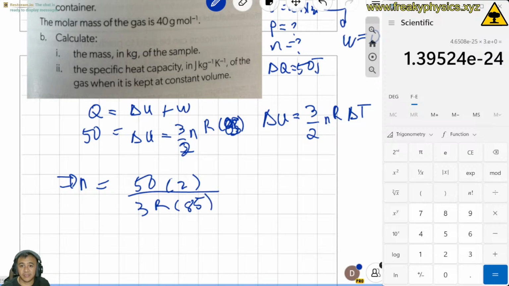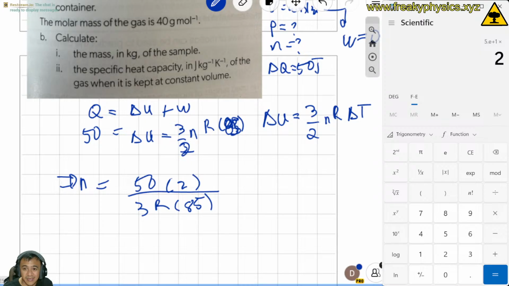Boltzmann constant is again 1.38 times 10 to the minus 23. So let's put that in the calculator real quick. That's 50. Wait, isn't it the ideal gas constant? Yes, it is. Oh, right, you're right. Why did I say Boltzmann? Ideal gas constant. That should be 8.314.